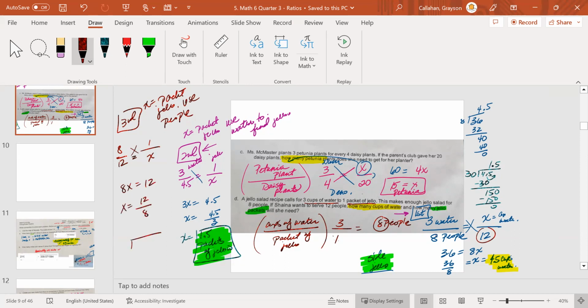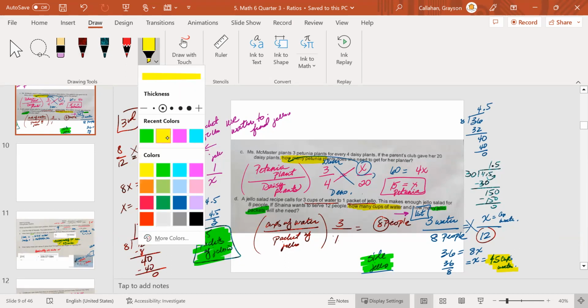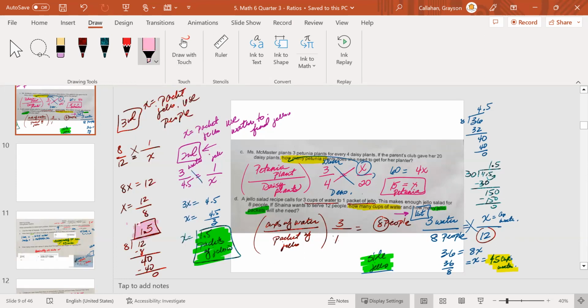So let's divide it. 12 and 8. 8 times 1 is 8. Subtract, you get a 4, right? Put a dot, put a 0. 8 times 5 is 40. 0. So what does X equal to? 1.5. Isn't that the same answer as the one that we just got? 1.5 packet of Jello. Do you see that? You can use either the second one or the third one to find the packets of Jello. You'll get the same answer.